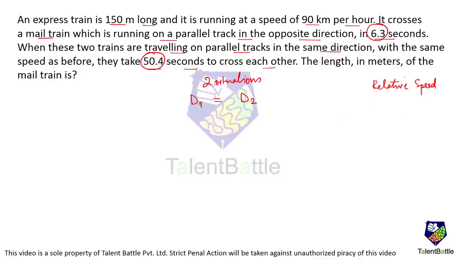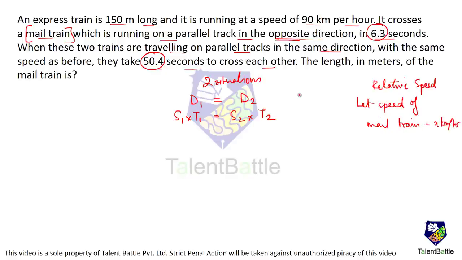So in the first case, when they are moving in the opposite direction, speed in the first case into time in the first case would be equal to speed in the second case into time in the second case. Now, I don't know the speed of the mail train. So let the speed of the mail train be x kilometers per hour. I'm going to write it in x kilometers per hour only.